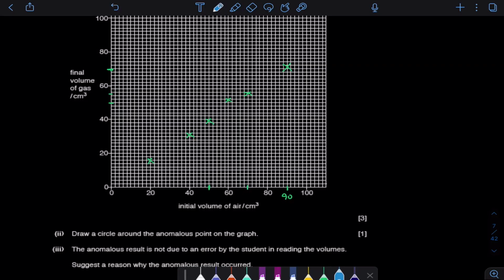अब क्या मेरे पास कोई anomalous point है? What do you think? कोई anomalous point है यहाँ पे? मतलब ये ऐसे straight जा रही हैं और ये वाला point नहीं आ रहा बीच में. So I will circle this out. This is my anomalous point. I will ignore this. And now my line will be pretty straightforward.